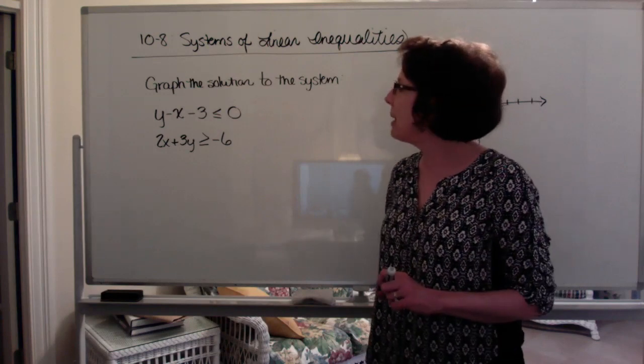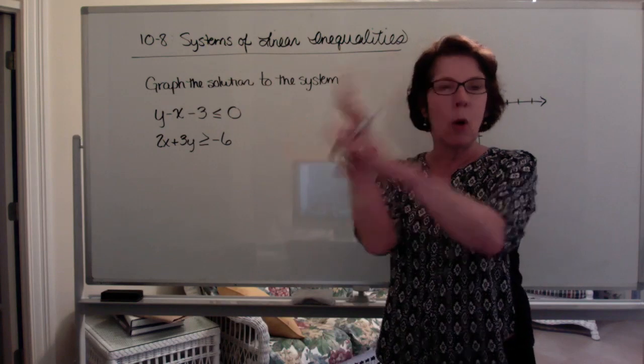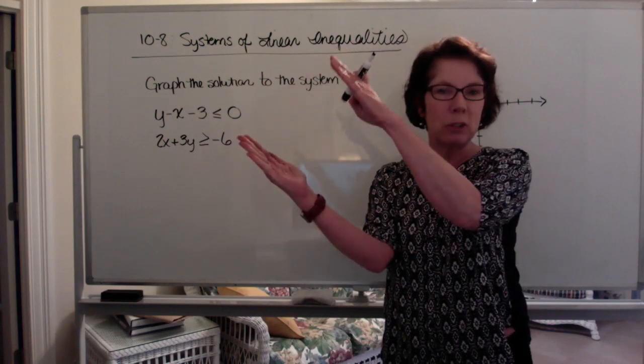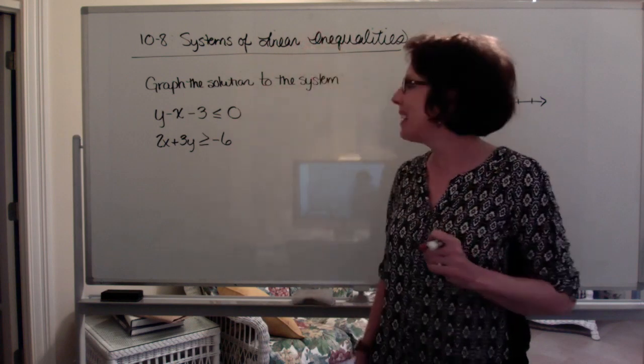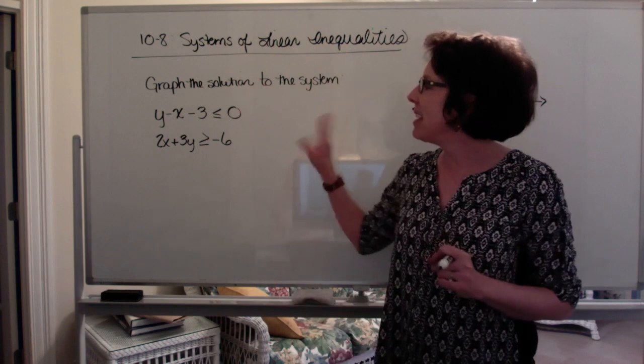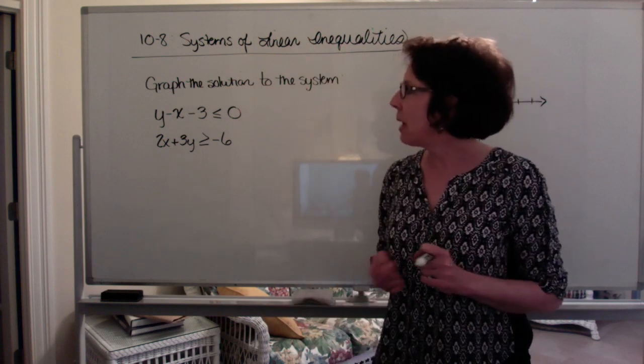We've done a system of linear equations, right? And we just get one point of intersection, or they could be parallel with no solution, or they could be overlapping with infinitely many solutions. But this is going to be where the two half planes intersect. And so let's look at that.